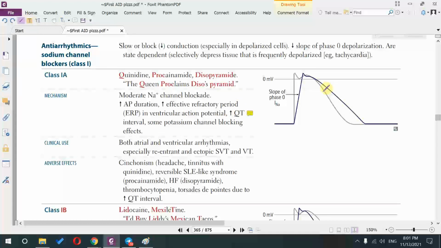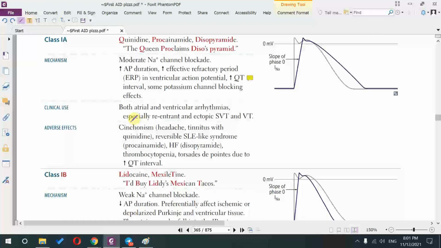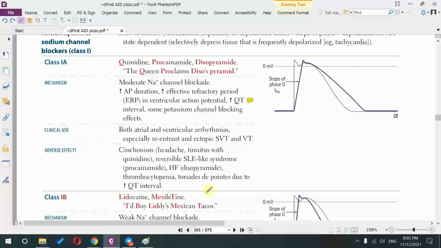More QT interval, we just spoke about it, and it was why? Because of the blockage of which channel? Why did we have a prolonged QT, guys? Which channel was blocked leading to the prolonged QT? The potassium channel. Excellent, you must know this. So some potassium channel blocking effect leads to a prolonged QT. Is a prolonged QT bad? Of course. Which side effect can it lead to? Torsades, yeah.